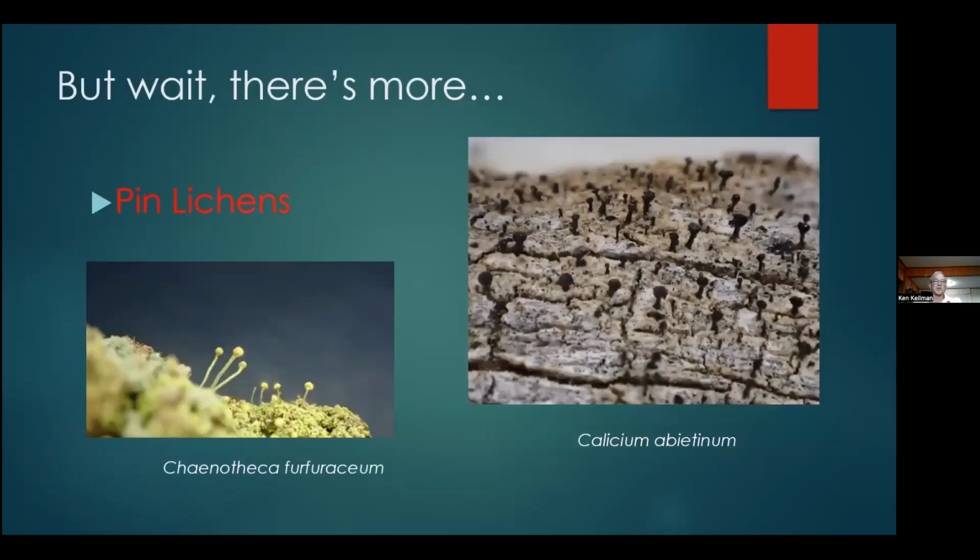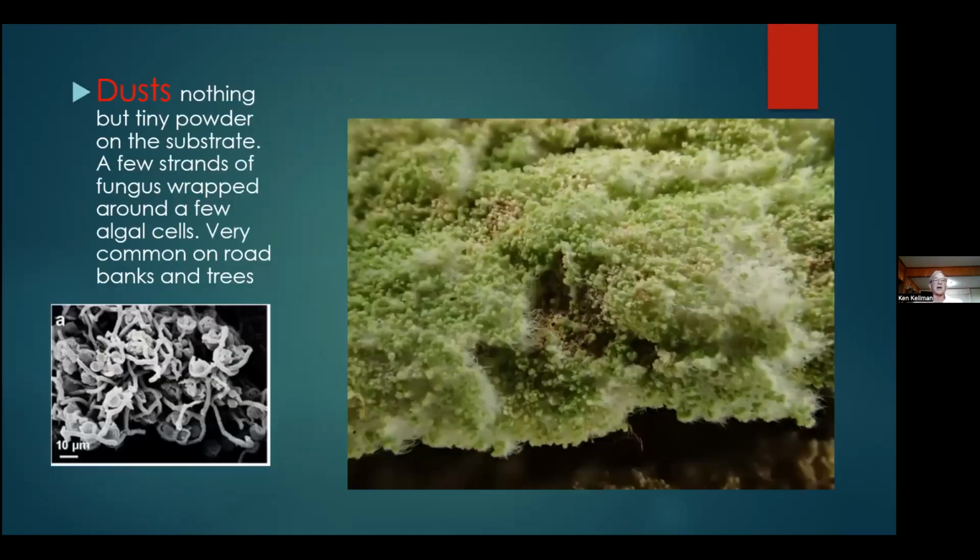But wait, there's more forms, and these can generally be shoehorned back into one of those other three forms. I like talking about pin lichens, and we'll talk a little bit more about them later. These are fun guys to find. They're fairly rare and very small, and it's easy to walk right past them without seeing them at all. And the last are the dusts. These are nothing but a tiny powder on the substrate.